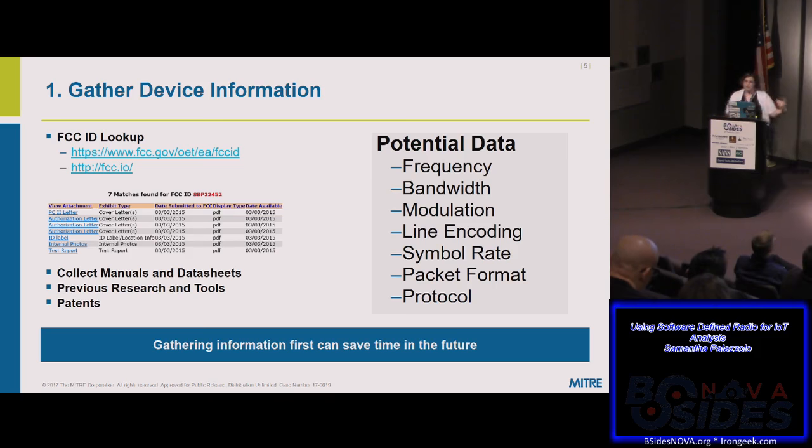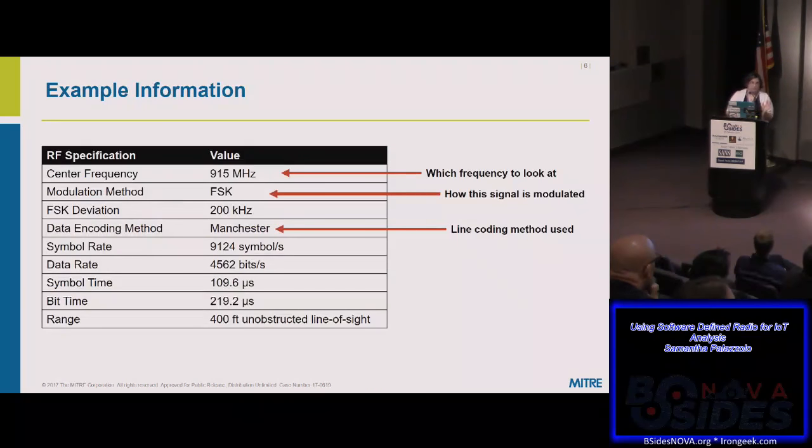So in order to go through these steps, I'm actually going to use an example system. And it's actually an ecosystem of devices that I want to go through. So doing the first step, these are some of the examples of information that I was able to gain by doing FCC ID lookups, manuals and the like. So a key feature I wanted to point out is the center frequency, 915 megahertz. That's telling me where to look. That's telling me what I want to focus on when I actually do something with the SDRs.